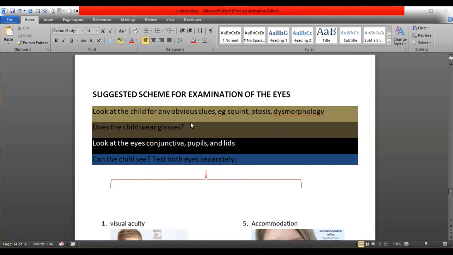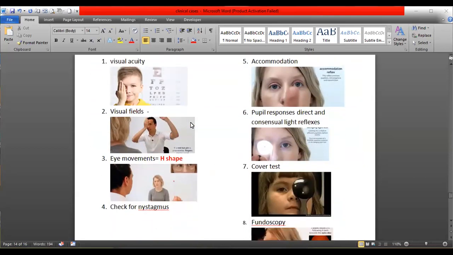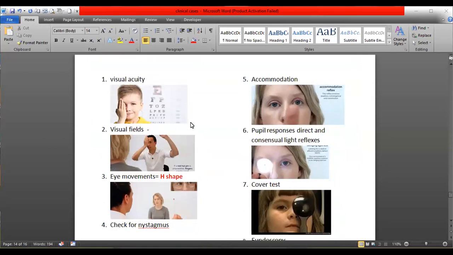After that, proper examination. The steps of the examination in the eye are very, very important. So here are the steps. There are 8 steps. First we'll assess the visual acuity. Second, visual field. Third, eye movement, that is H-shaped. At the same time, you will get the nystagmus. If there is nystagmus, whenever the object is moving to the periphery, the nystagmus will be more prominent, right? So this is step number 4.